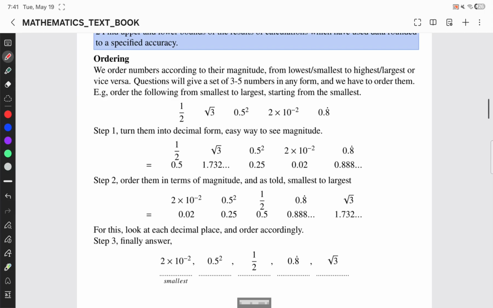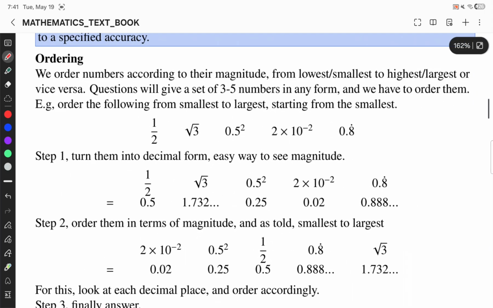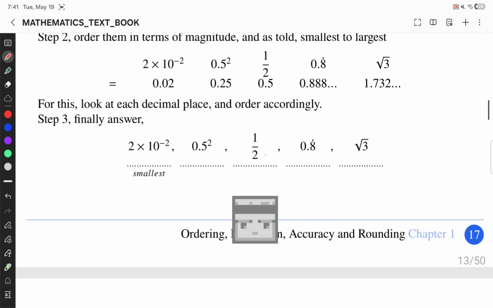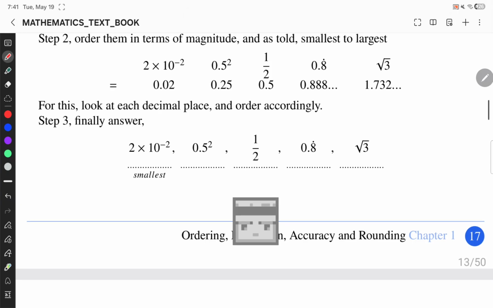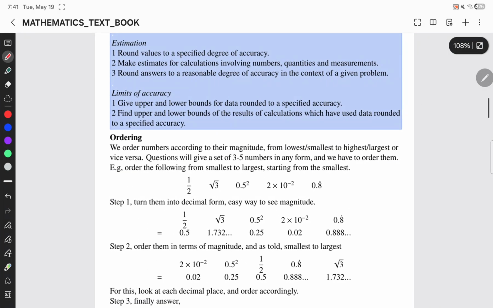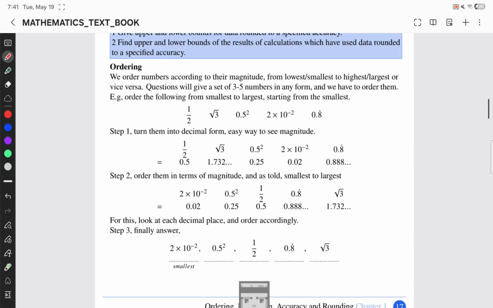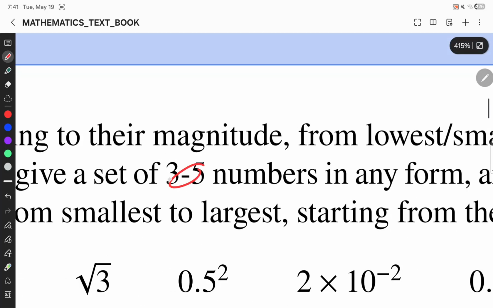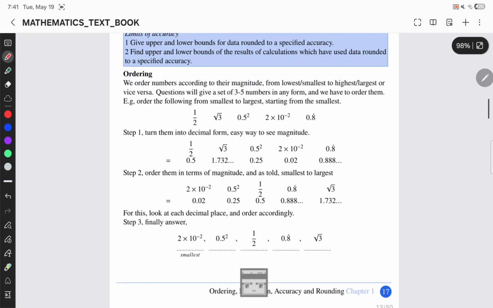We order numbers according to their magnitude, from smallest to largest, or vice versa. Either you are going to be given a list of numbers like this. For the most part it is going to be smallest. They will tell you largest, coldest, hottest, whatever. Okay, they will tell you. Just read the question, please. Questions will give you a set of 3 to 5 numbers in any form. This is a normal minus, not a dash, and we have to order them.